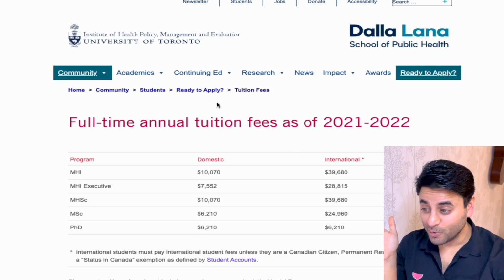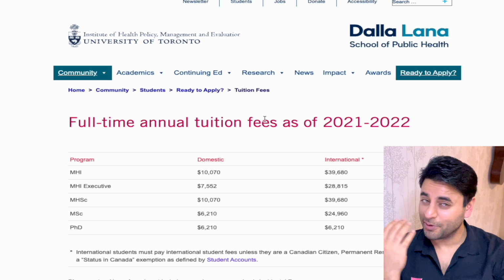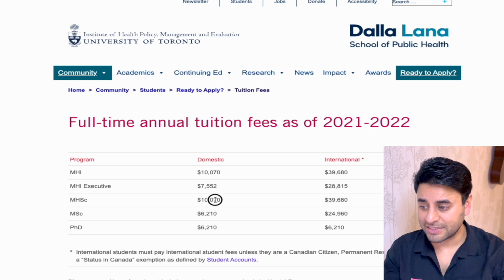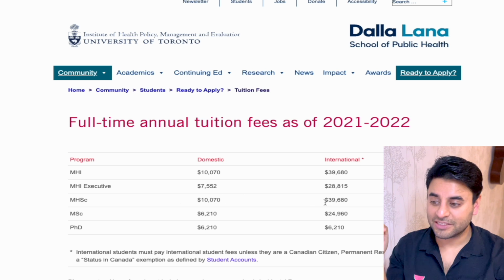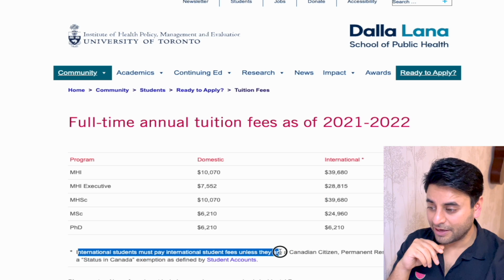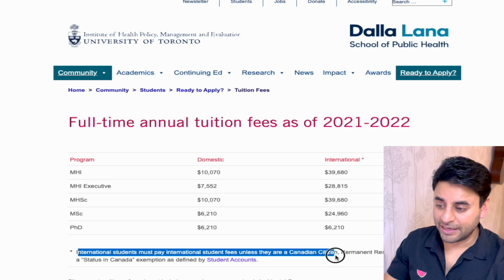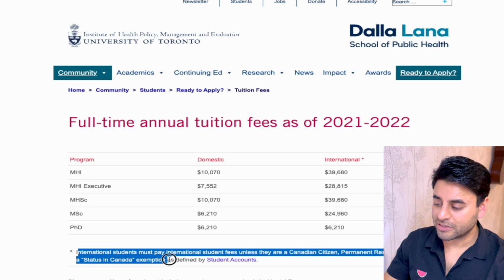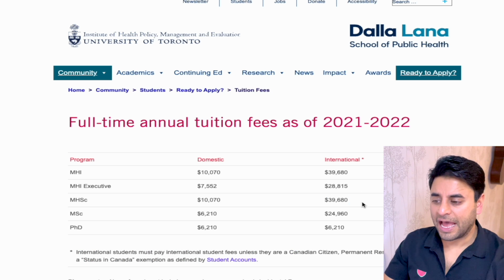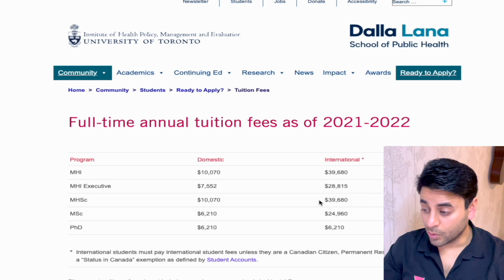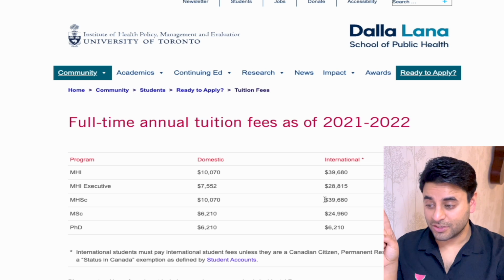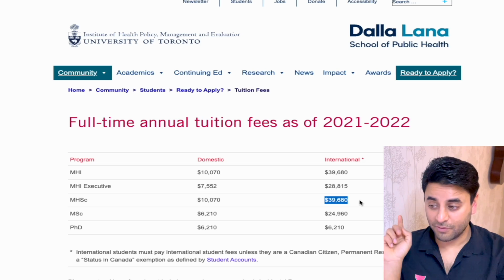Lastly, let's look at the tuition fees. So I'm here at the tuition fee tab. You can follow along, and the tuition fee for the MHSc program right here for domestic students is $10,000. For international students, it's going to be $40,000 approximately. And it says international students must pay the international student fee unless they are Canadian citizens, permanent residents, or they qualify for status in Canada by definition of the student account. Don't worry about it, but all I'm trying to say is as an international student, this is the tuition fee that you are going to pay for full-time annual. So that's 1 year. So you are going to pay $80,000 for the 2 year program.